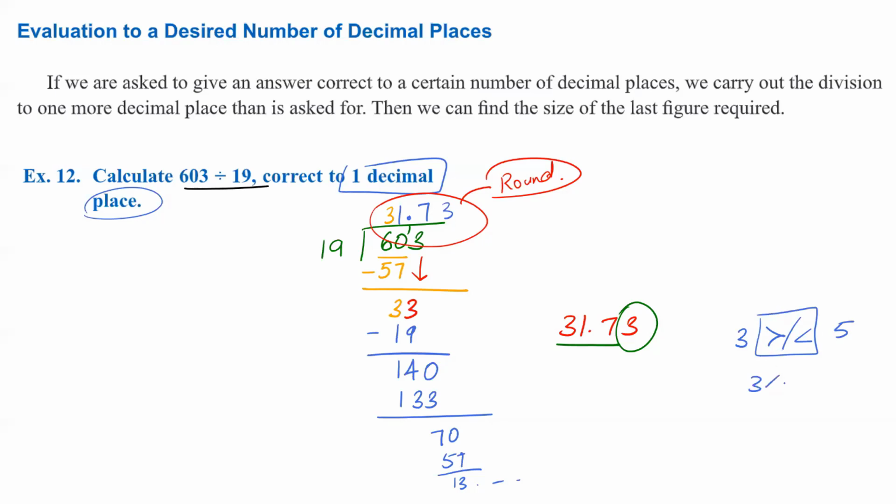3 is less than 5. Should I make any change while dropping? No. So the answer will be 31.7, because I can easily drop the 3 without making any change. But if it was greater than 5, I should have added 1, and you would have got the answer as 31.8.